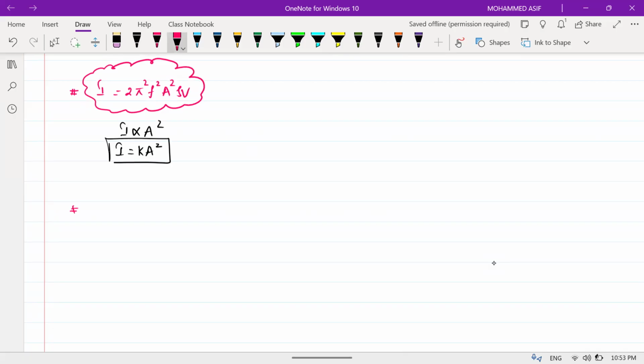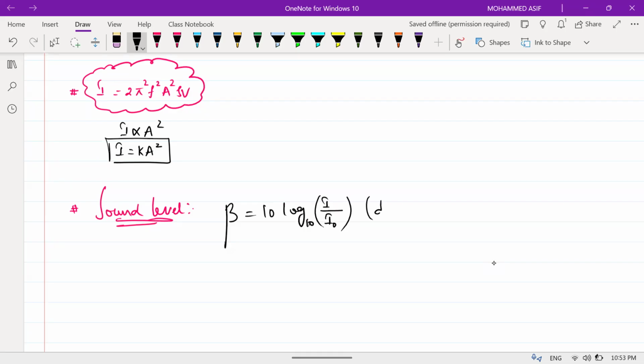And one more important formula, about the sound level. Do you remember the formula? Sound level, how do you calculate it, beta? Beta is equal to 10 log base 10 of I divided by I naught. The unit is decibel. So the sound level in decibel will be 10 log of I divided by I naught.